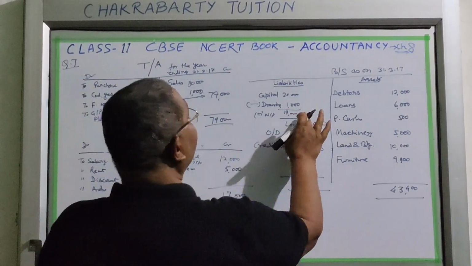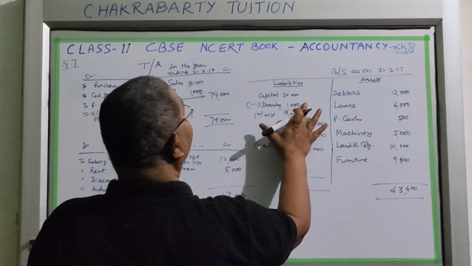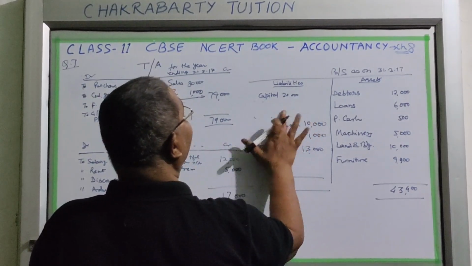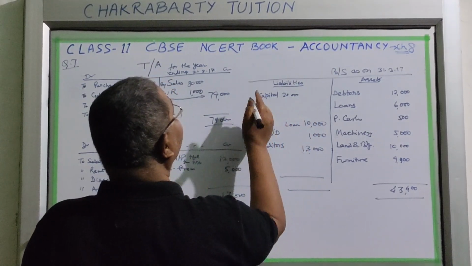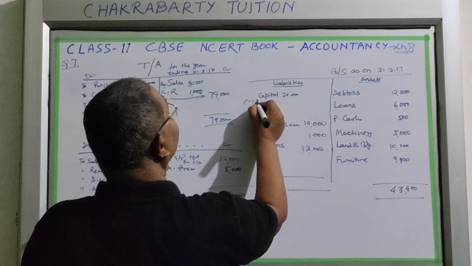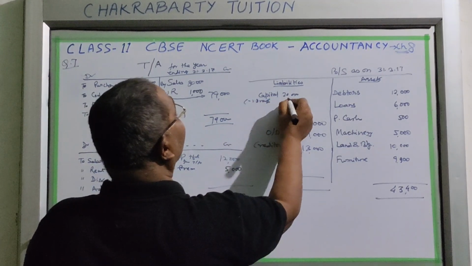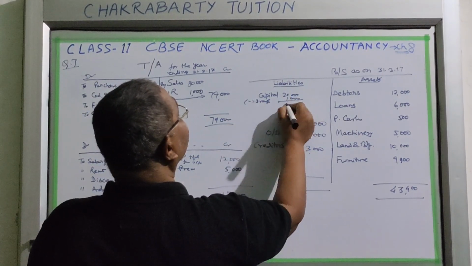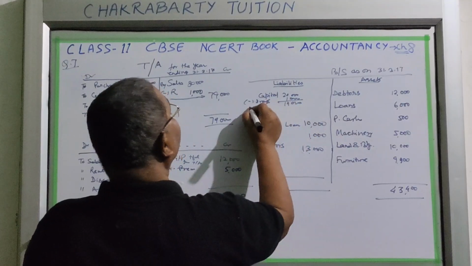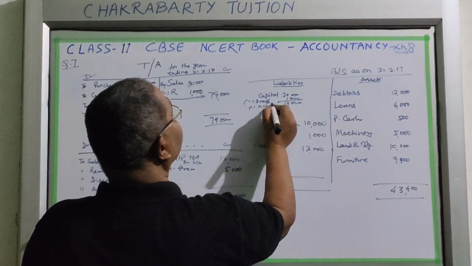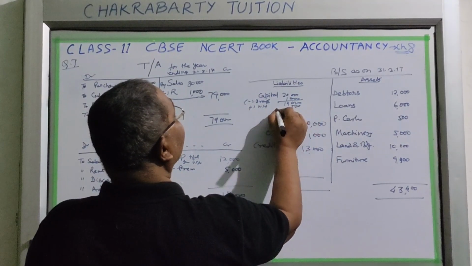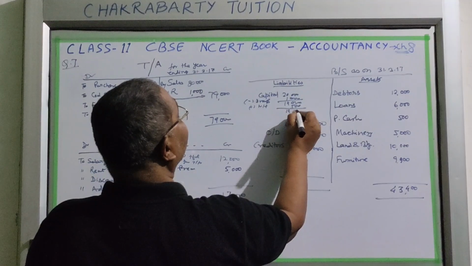Income, now where will it go? It will come here. For space purposes I am rubbing it, and again I am writing it. Less drawings 1000. So it is 19,000 plus NP 500 we are adding. So it is 19,500.